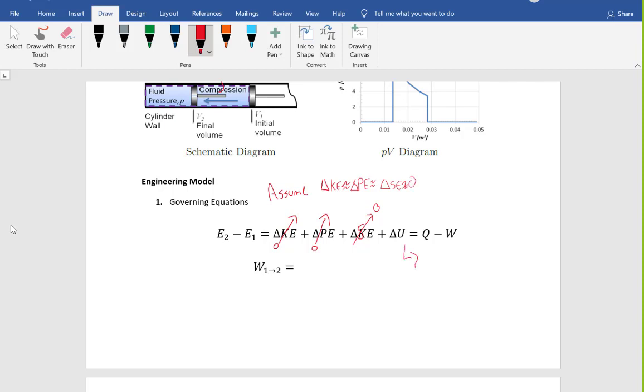Right? So here I can take this and I can say, now this is going to be delta big U is equal to Q minus W. But remember, the problem doesn't actually want me to find delta big U. It wants me to find delta little u, right? So that's going to be M times delta little u is equal to Q minus W, or little u2 minus little u1 is equal to Q minus W divided by M.